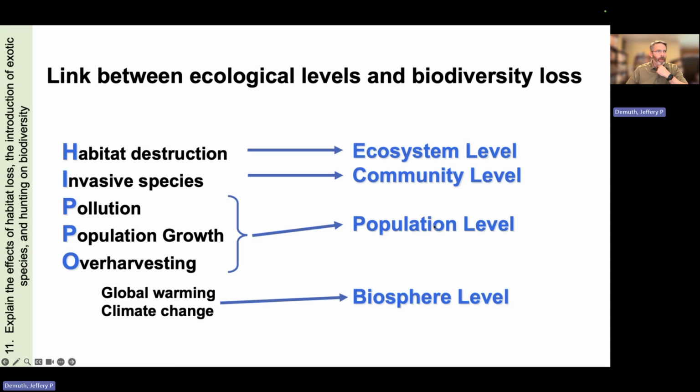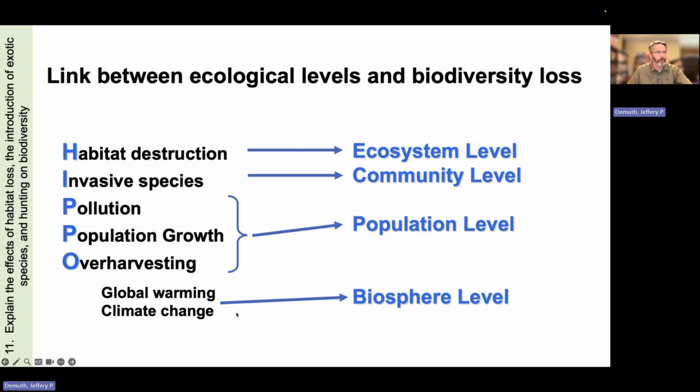This is also a good spot to point out the connections between what we're going to talk about with conservation biology and these different levels of study in ecology. So habitat destruction tends to be an ecosystem level concern. Ecosystem ecologists study habitat destruction, whereas invasive species tend to be a community ecology level of study. Pollution, population growth, and overharvesting are all population ecology level questions for the most part.